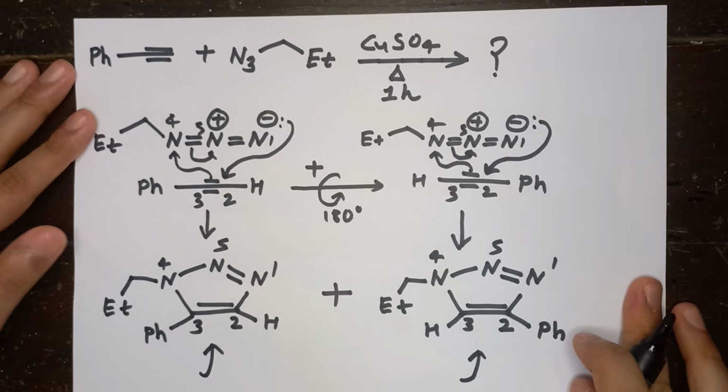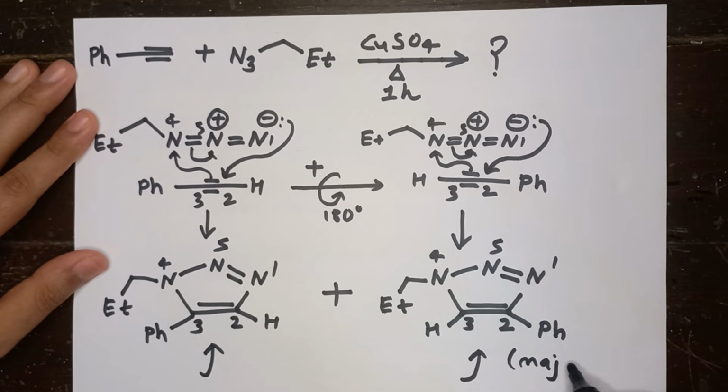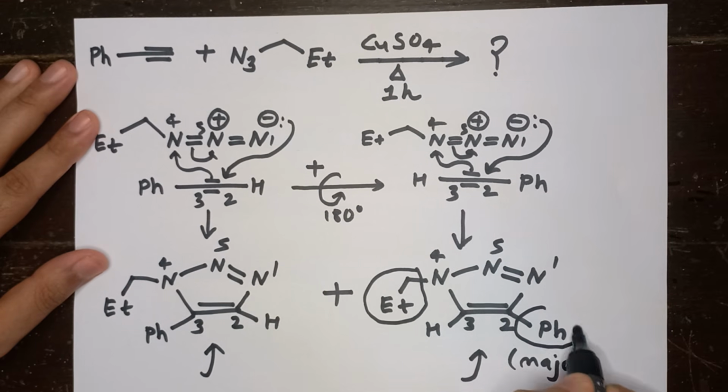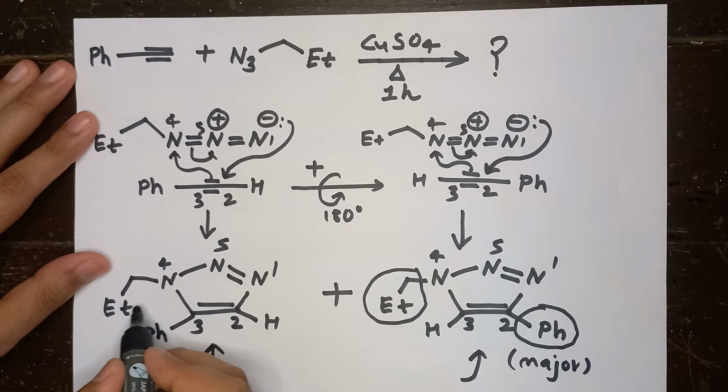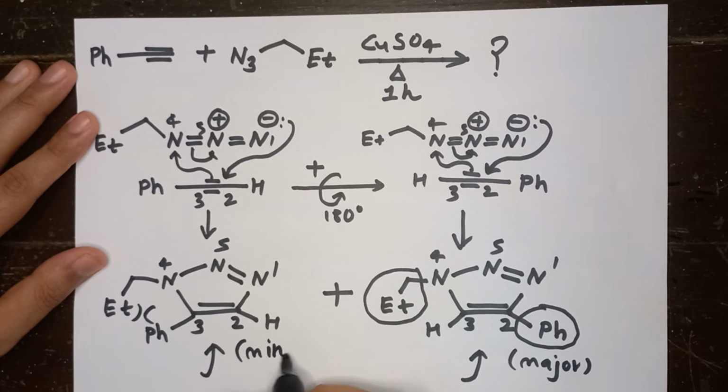What do you think? Which one is going to be the major one? So this one is the major, because we have two alkyl groups sitting far from each other, causing no hindrance to the system. But look here, these two groups are coming closer to each other, causing hindrance to the system, and this is the minor product.